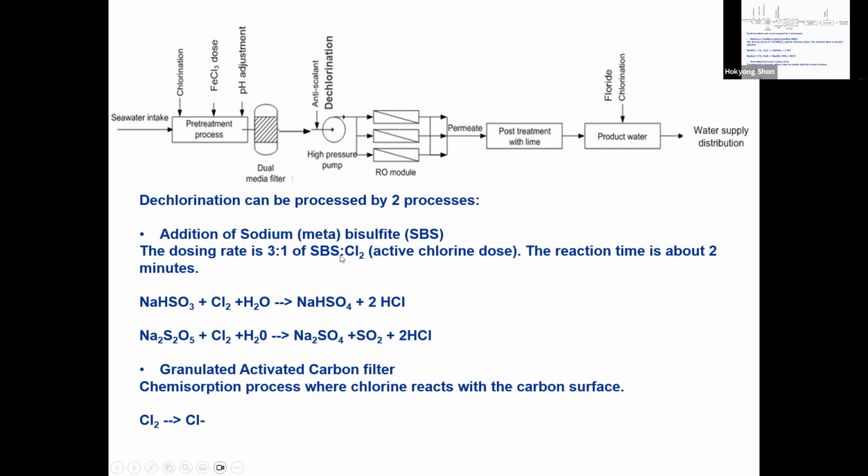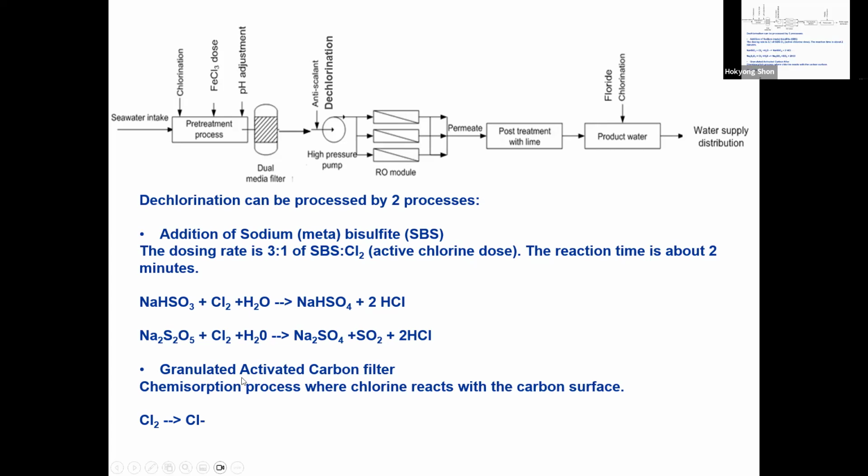So chlorine is an active oxidant. We put in this SBS, and it reacts with the chlorine and produces sodium HSO4 and HCl, so that the chlorine is easily converted to the chloride ion. So you can protect your RO membrane, otherwise the chlorine will oxidize your membrane, which will damage it.